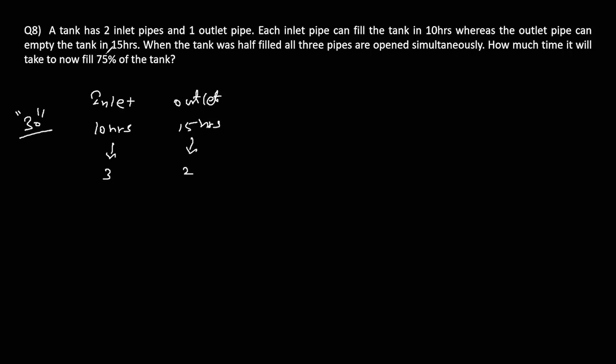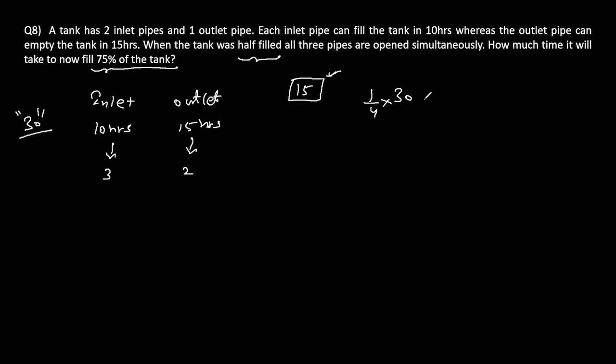Now, when the tank was half filled, that means 15 units are already there in this tank. Right? So that is something that you have to keep in mind when you proceed to the question: how much time it will take to now fill the tank to 75% of its capacity? So you need to now put in only 25% of the tank capacity, which is 1/4 of 30, that you need to now put in effectively, right?